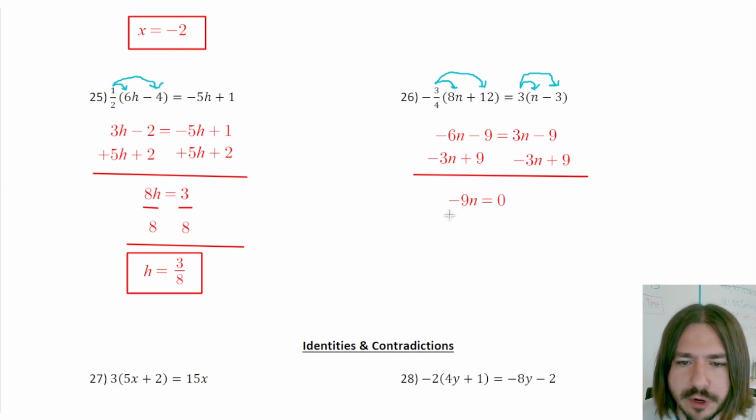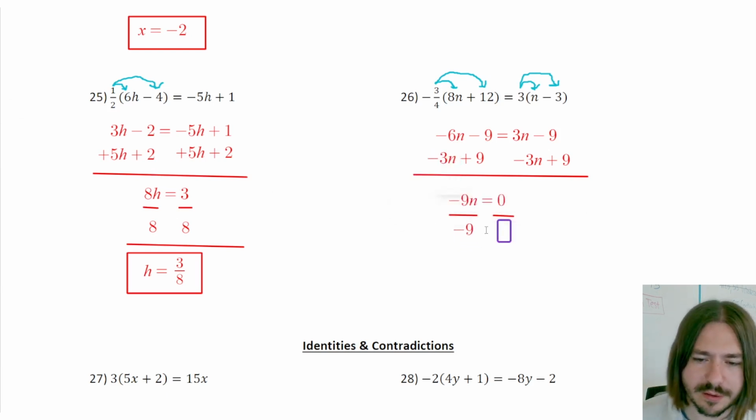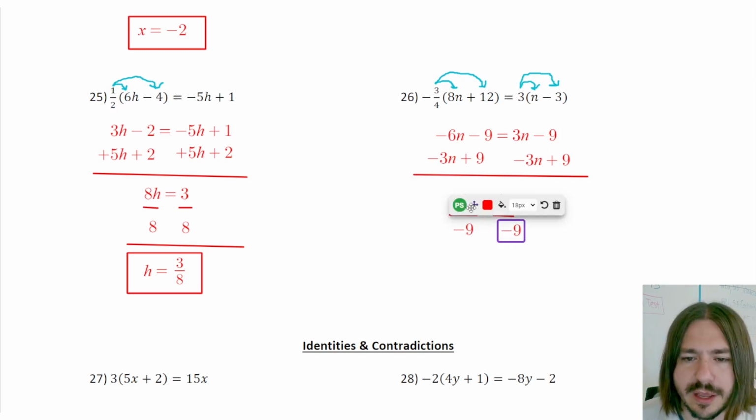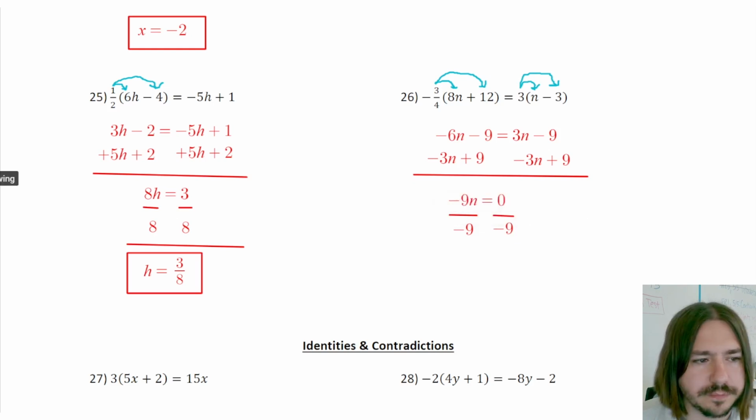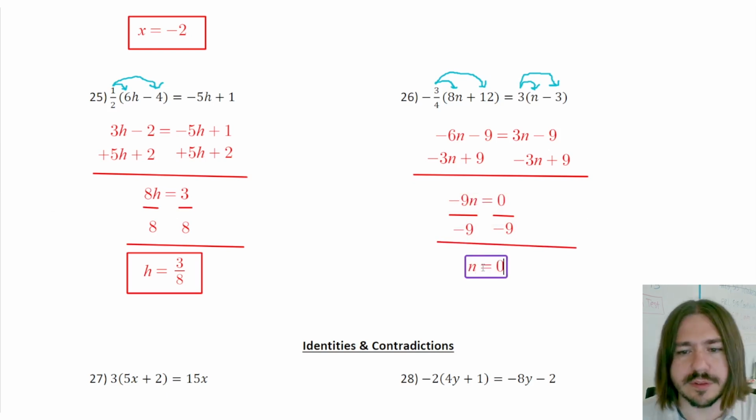So then we're going to go ahead and divide both sides by negative 9, which you probably already know what that's going to equal because we're dividing 0 by anything. It's going to give you the same thing. And I'm going to show my work anyway. I'm not going to take any shortcuts here. And so we get 0. It's going to be our solution. So we get n equals 0.